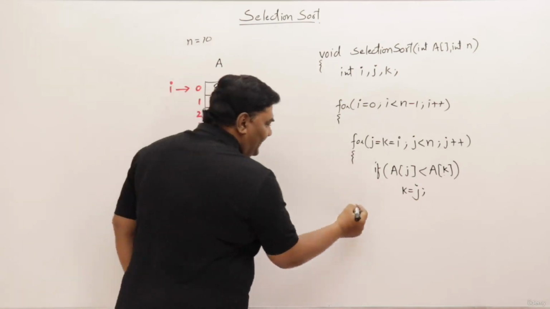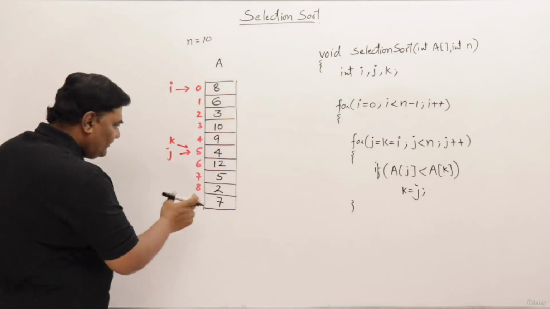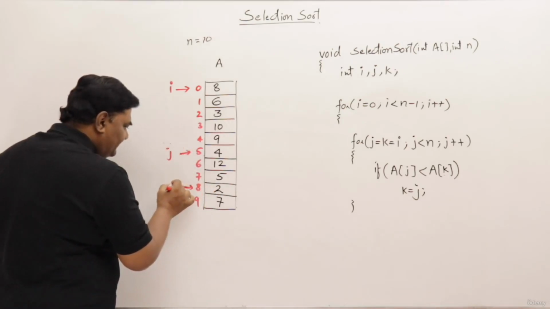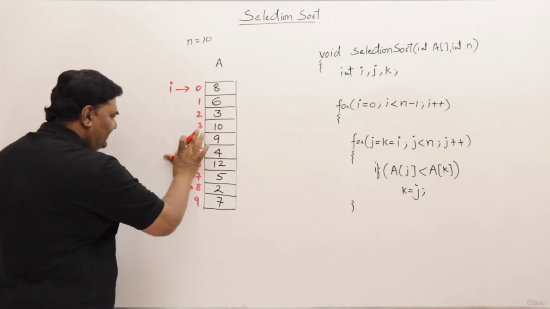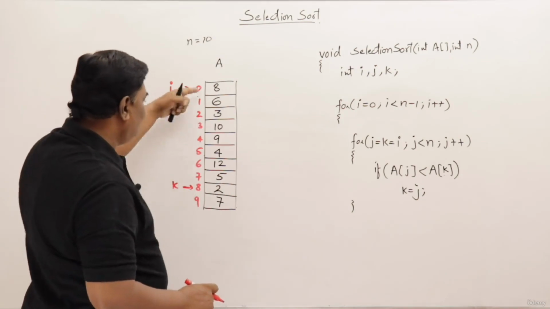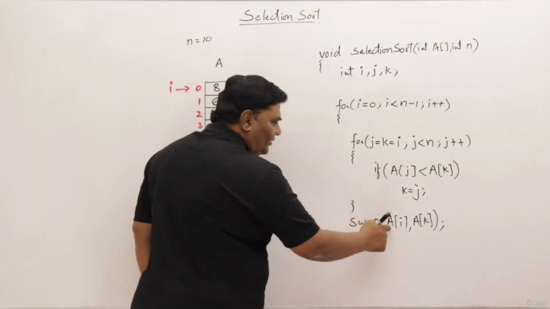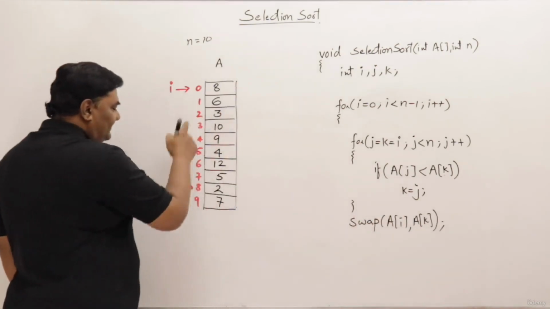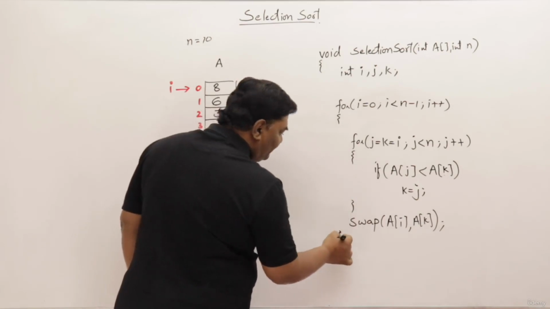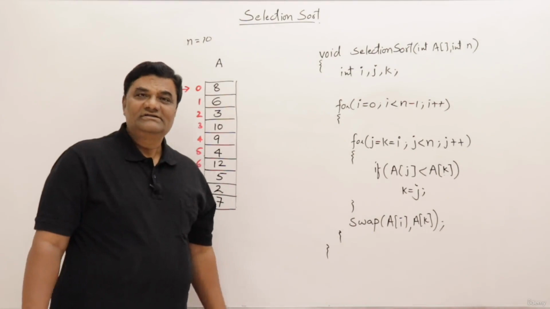Once this for loop ends, k will be pointing at the smallest element. Right now in our example, k will point at this smallest element, and j has finished the array. So this is the smallest element. This element should be swapped with the element at i. So I will simply write a function swap here: swap a of i with a of k. A of i and a of k are swapped after this for loop. That's all. This is the end of this for loop and end of this function. So that's all. This is the algorithm for selection sort.